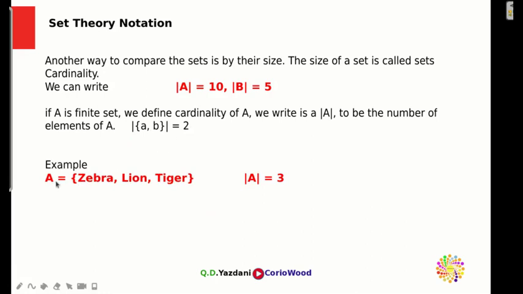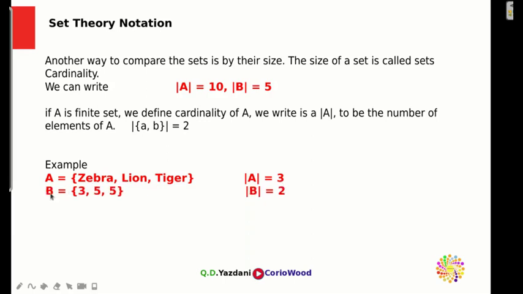We're going to give you some examples. What is the cardinality of this A? This A has 1, 2, 3 elements. So the set A has 3 elements, and the cardinality of A, which is the size of A, is 3.